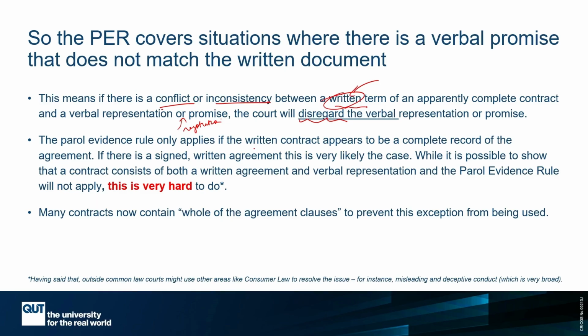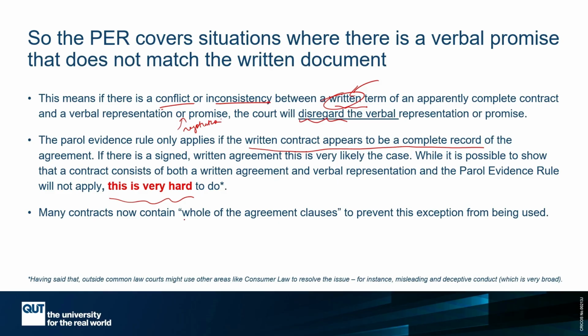Now, the parole evidence rule applies when a written contract appears to be a complete record of the agreement. So we're not talking about a couple of dot points noted on a napkin or a couple of lines of email exchange. That doesn't generally look like a complete record. But if the document looks like a complete record, you can't get those verbal statements in. It is sometimes possible to show that a document isn't the whole agreement, but that's very hard to do. So I want to leave you with the message: signed written document, make sure the terms are in there.